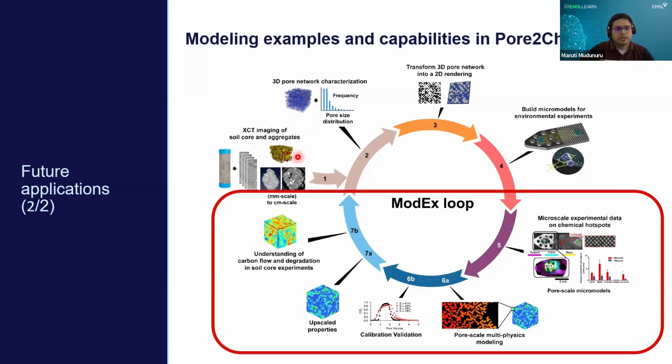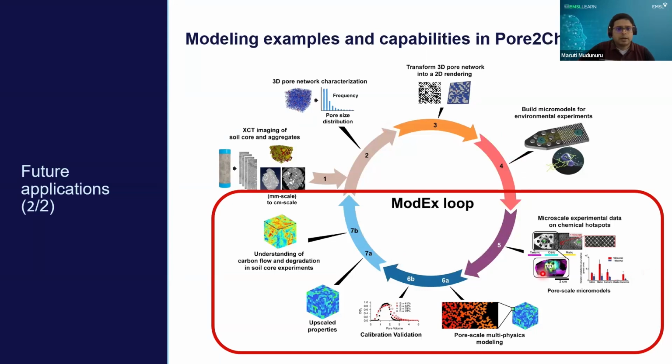Once we get that information from the XCT imaging of the soil core and aggregates, the second part, as Aramy described, is a 3D pore network characterization, in which we get more information on the 3D pore network structure and the associated coordination numbers that are needed for the understanding of fluid transfer properties in the porous media. And once we have that, we transform that and provide a 2D rendering of that and then build the micromodels. The capabilities we are trying to develop are in steps 5, 6, and 7.